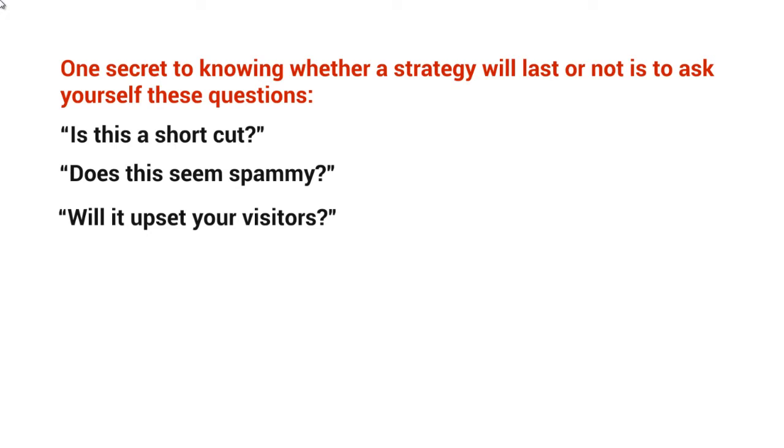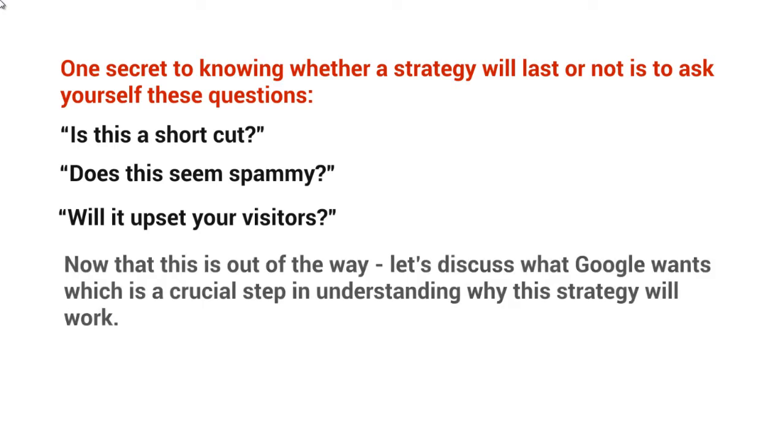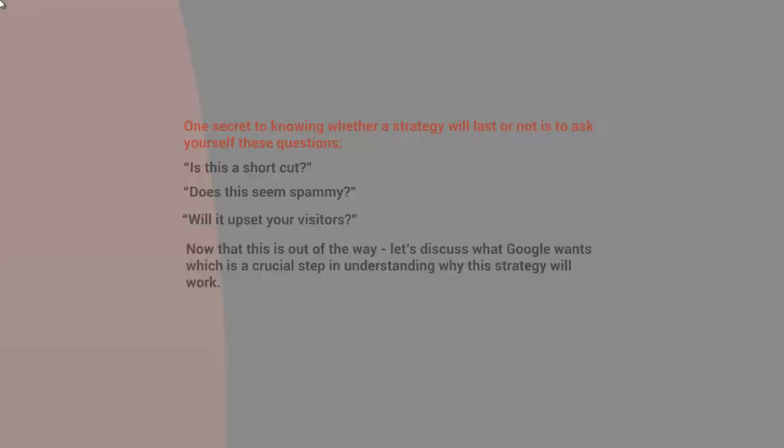Google is not going to like what you're doing, because they care more about the people that go to Google or go to YouTube and type in a keyword. They care more about them because they are who they are catering to, essentially. So now that that is out of the way, let's discuss what Google wants, which is really the crucial step in understanding why the strategy will work. So now that you have an idea, don't upset the visitors. If it's spammy, if it's a shortcut, this is going to upset them, right? So what is it that Google wants in relation to this? Well, we'll talk about that in the next video.